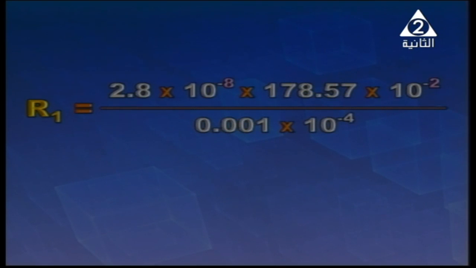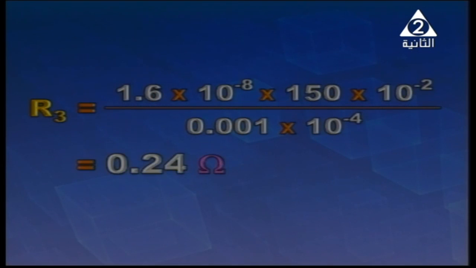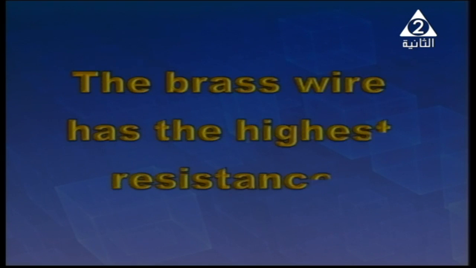All information is given, but length should be in meter, area should be in meter squared. Resistance of the first wire is equal to 0.5 ohm. This is the resistance of the aluminium wire. Resistance of the second wire, using the same formula, is 1.6. The first 0.5, the second 1.6. Third, 0.24. So the brass wire has the highest resistance.